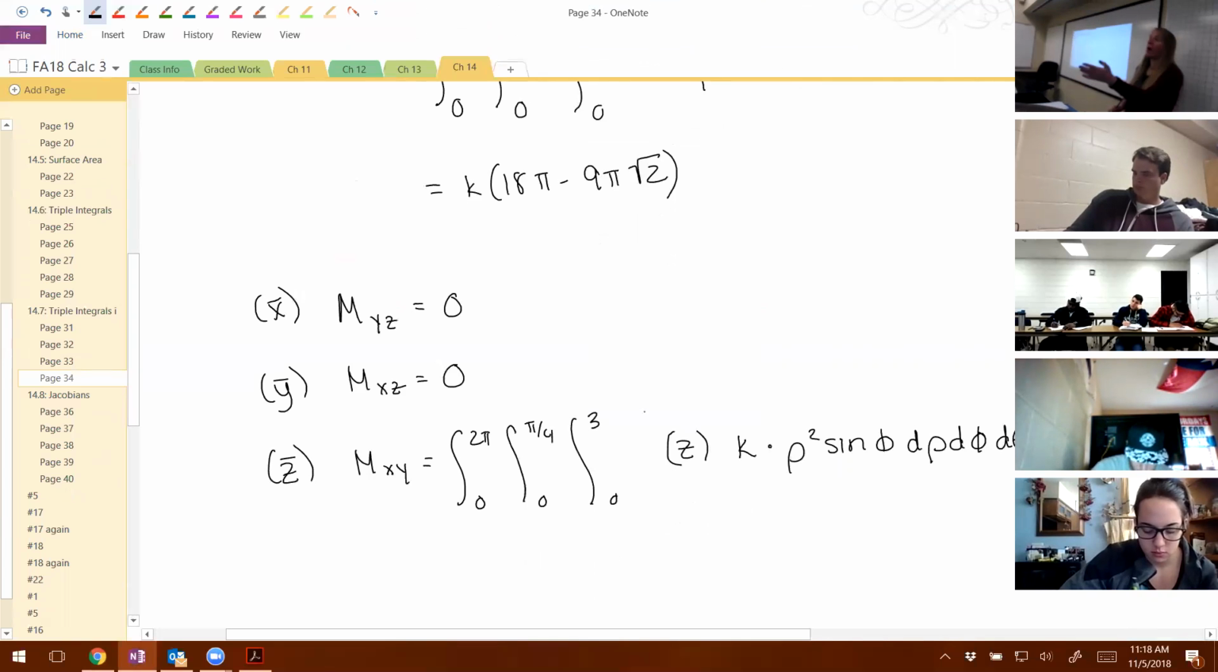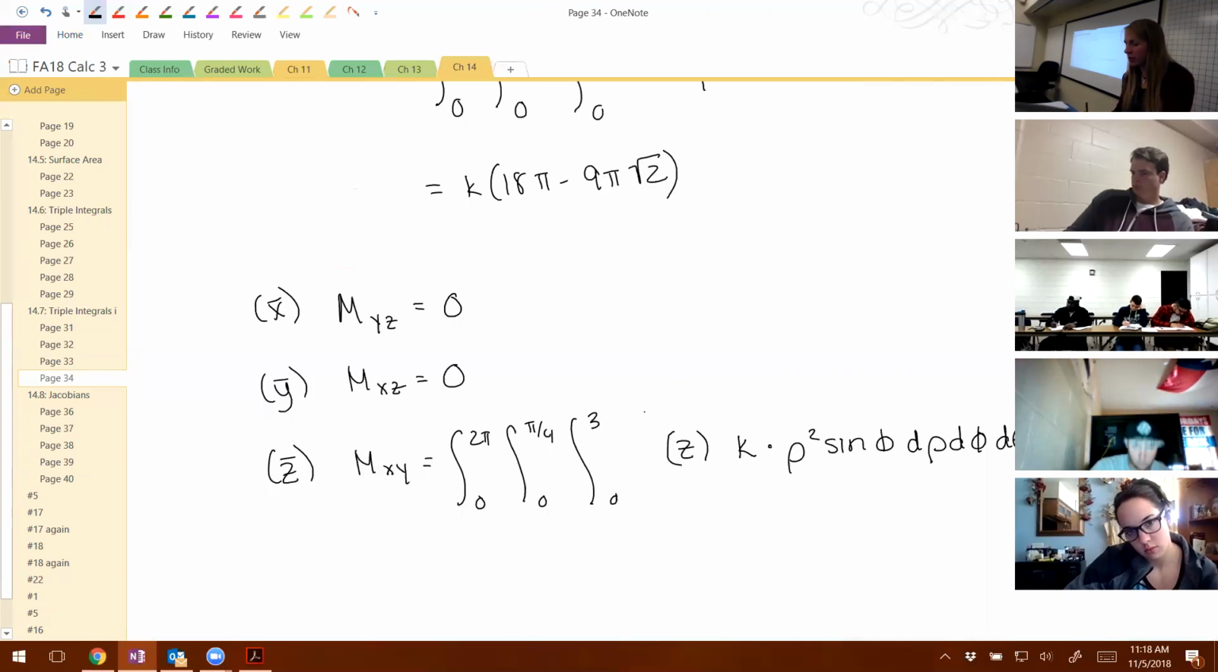Okay, but we don't want to leave Z there. Like I said, that's what the formula says. We don't want to leave Z there. What is Z in terms of spherical coordinates?